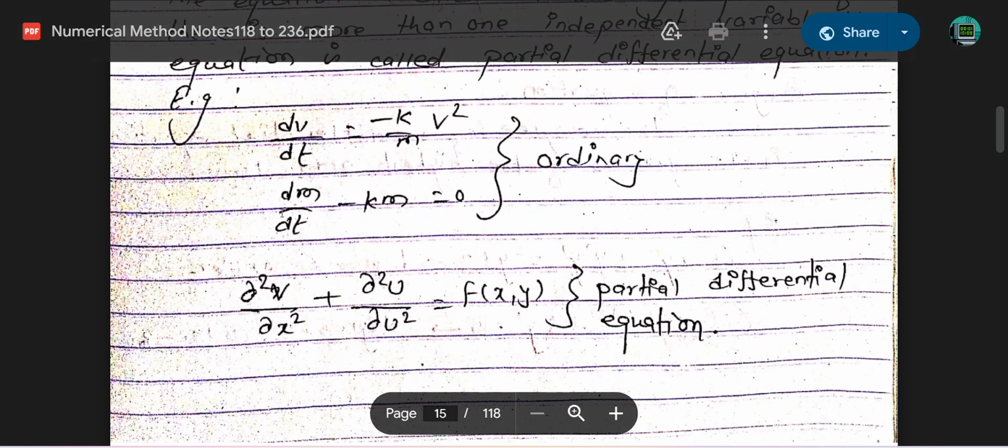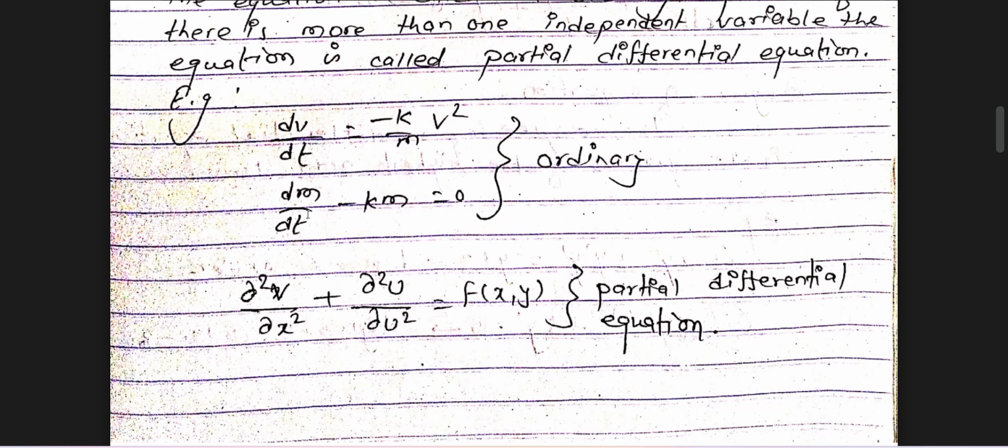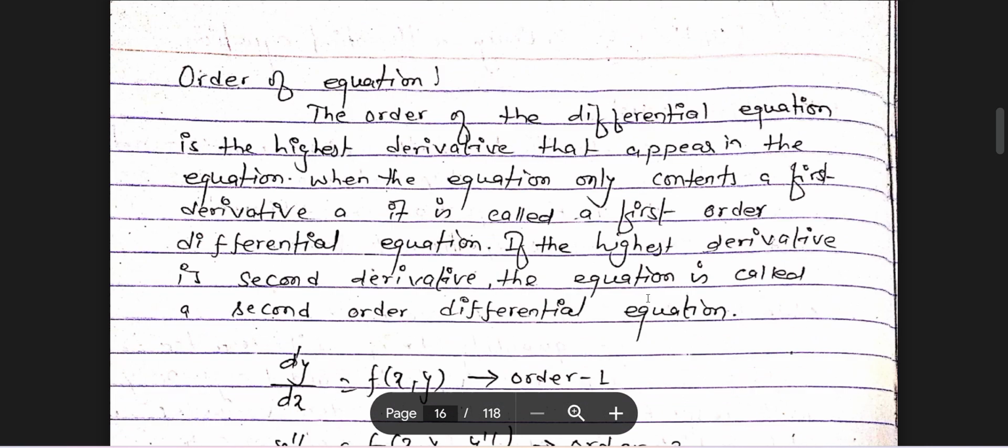For example, dv/dt minus (k/m)v squared, and dm/dt minus km equals 0 are ordinary differential equations, while an equation with partial derivatives of f(x, y) is a partial differential equation.